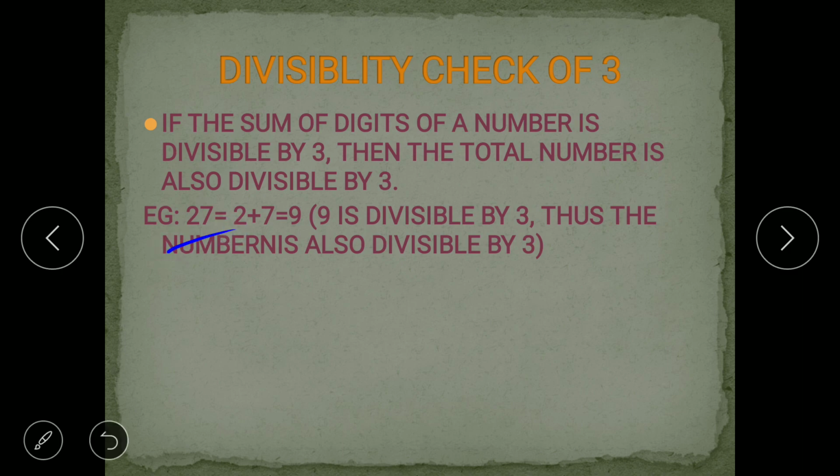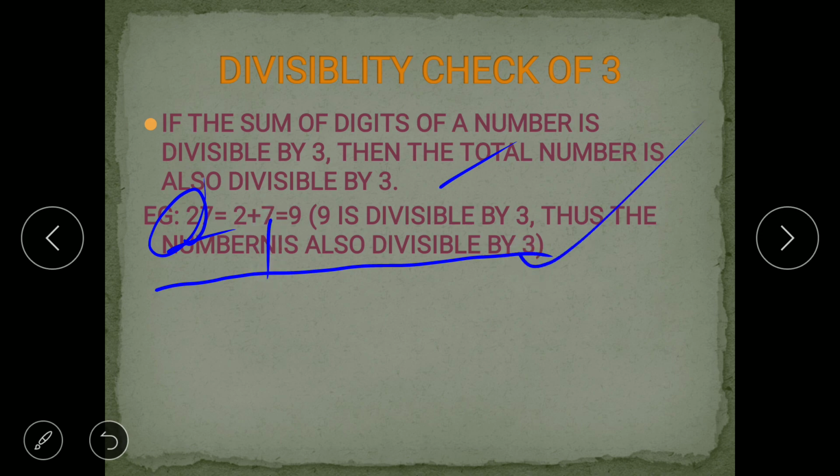We all know that 27 is divisible by 3. Add the two digits. 2 plus 7 gives you 9. We know 9 is divisible by 3. Thus, the number is also divisible by 3.